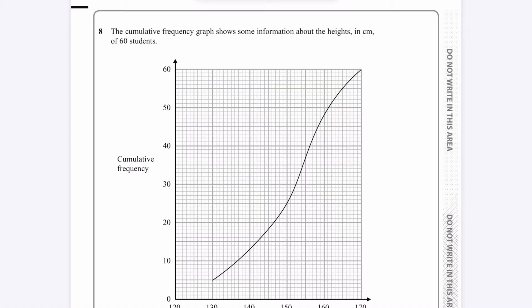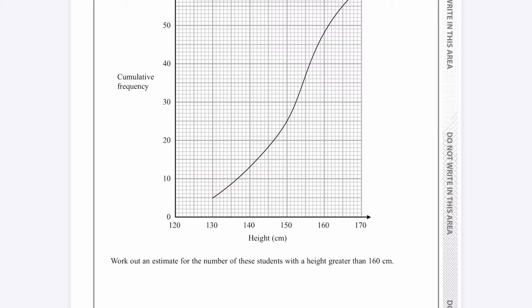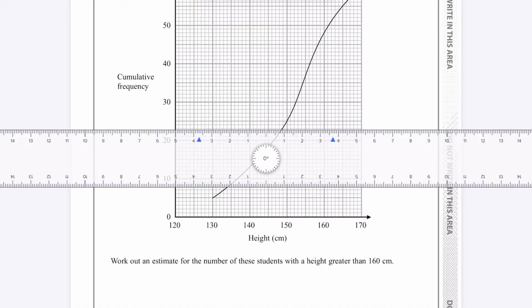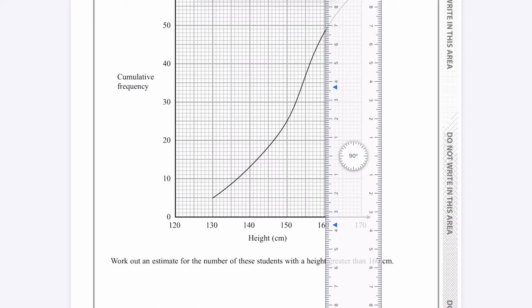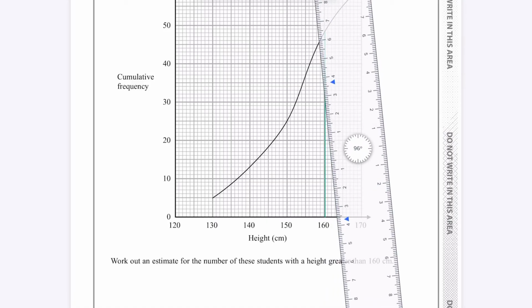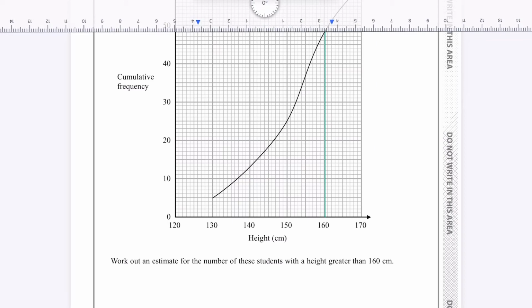If I now scroll down to question 8, the cumulative frequency graph shows some information about heights in centimeters of 60 students. Work out an estimate for the number of these students with a height greater than 160 centimeters. So if I use my ruler and go to 160, draw a line up from there. Just use a different color. That goes till there, and if I just rotate my ruler and draw a line across, you need to be very accurate with this.